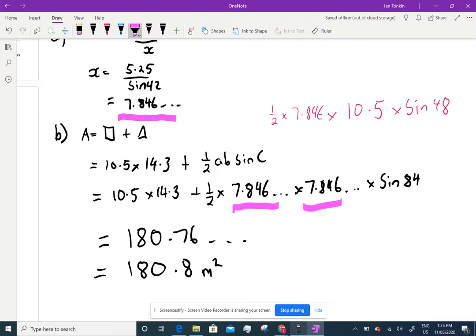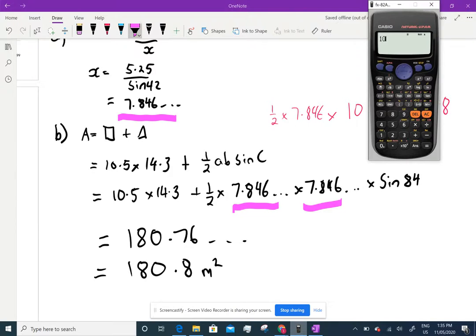And if we did that, 10.5 times 14.3 plus 0.5 times 7.8 times 7.8 times sine 84. Well, they got 180.48. Maybe they took it to 7.85 or 7.846. Either way, I'm pretty sure they would have rounded.